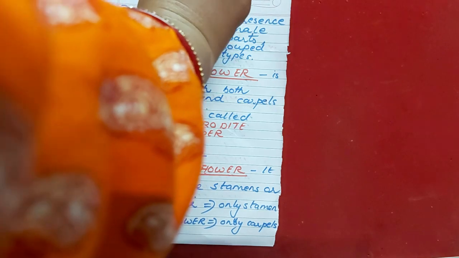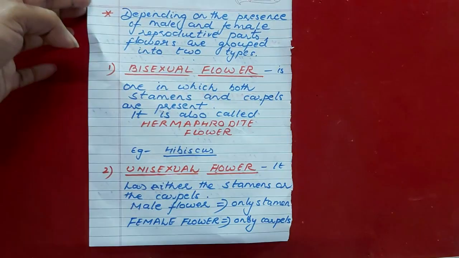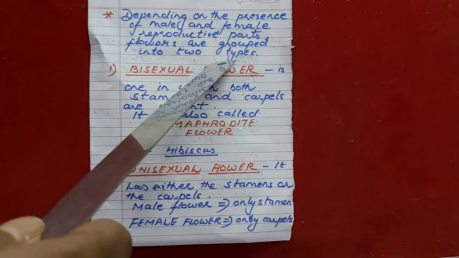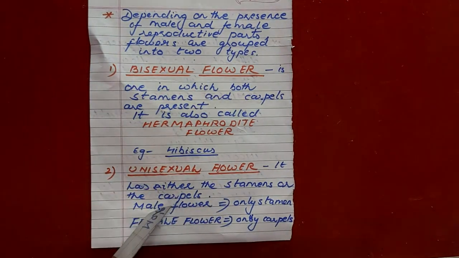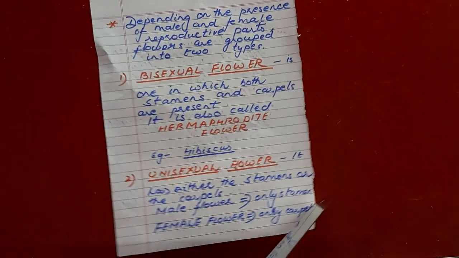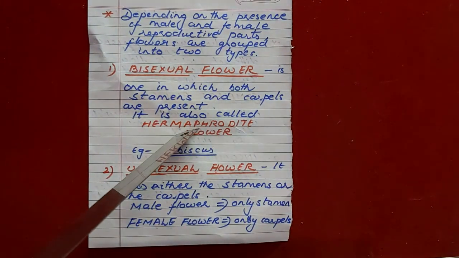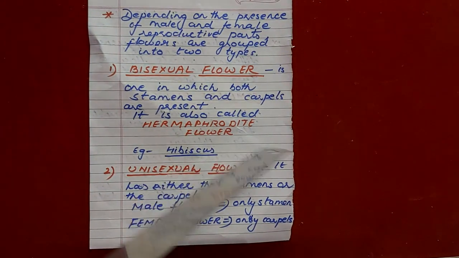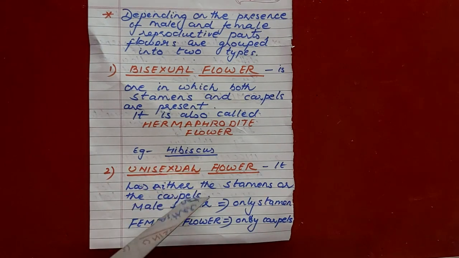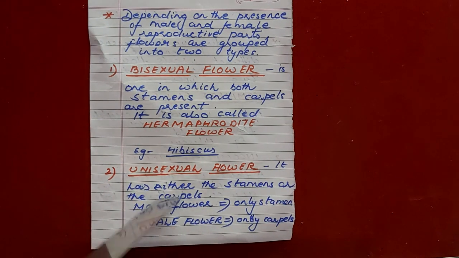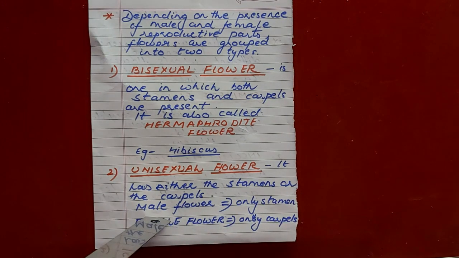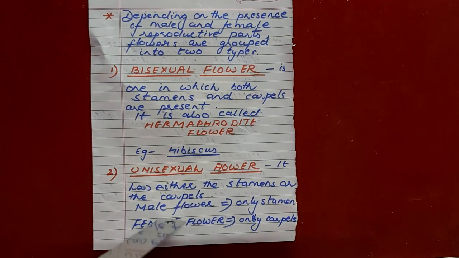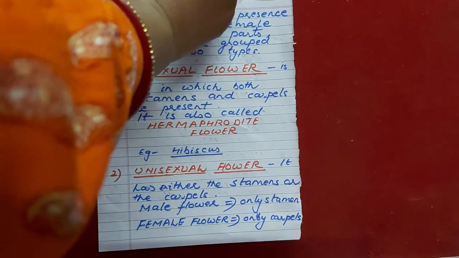And the second category is depending upon the presence and absence of the male and female part, in which there are bisexual flower and unisexual flower. Bisexual flower, in which both stamen and carpels are present. The best example is the hibiscus. And unisexual flower, in which either the stamen or the carpels are present. If only stamen is present, then the flower will be a male flower. If only carpels are present, then it is called a female flower.